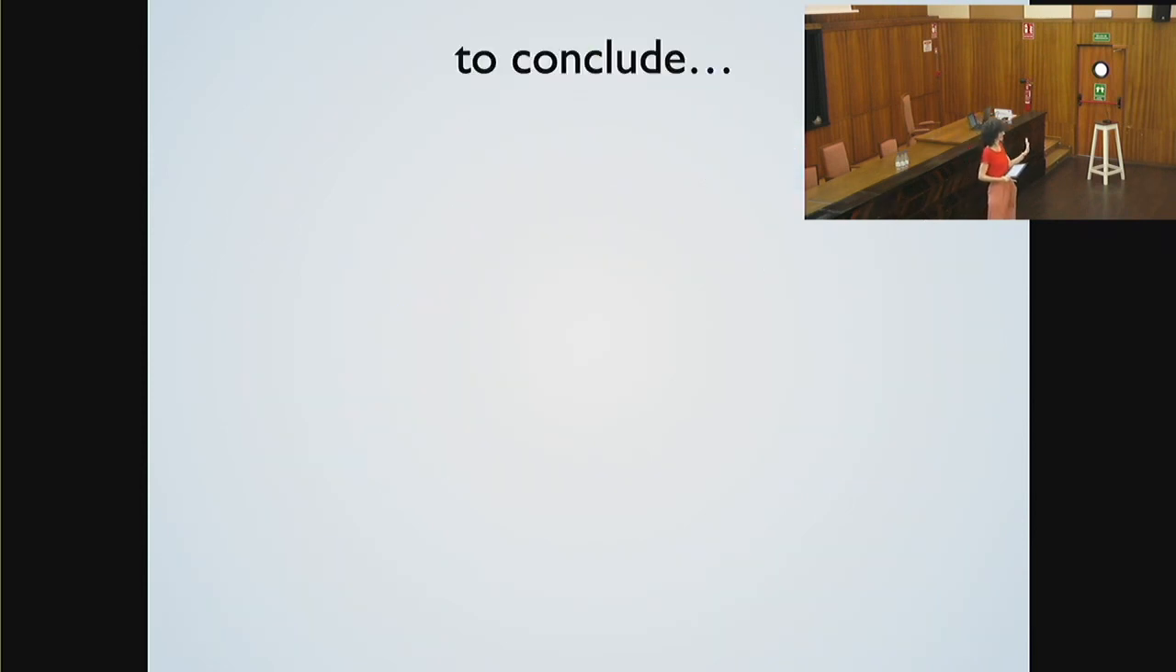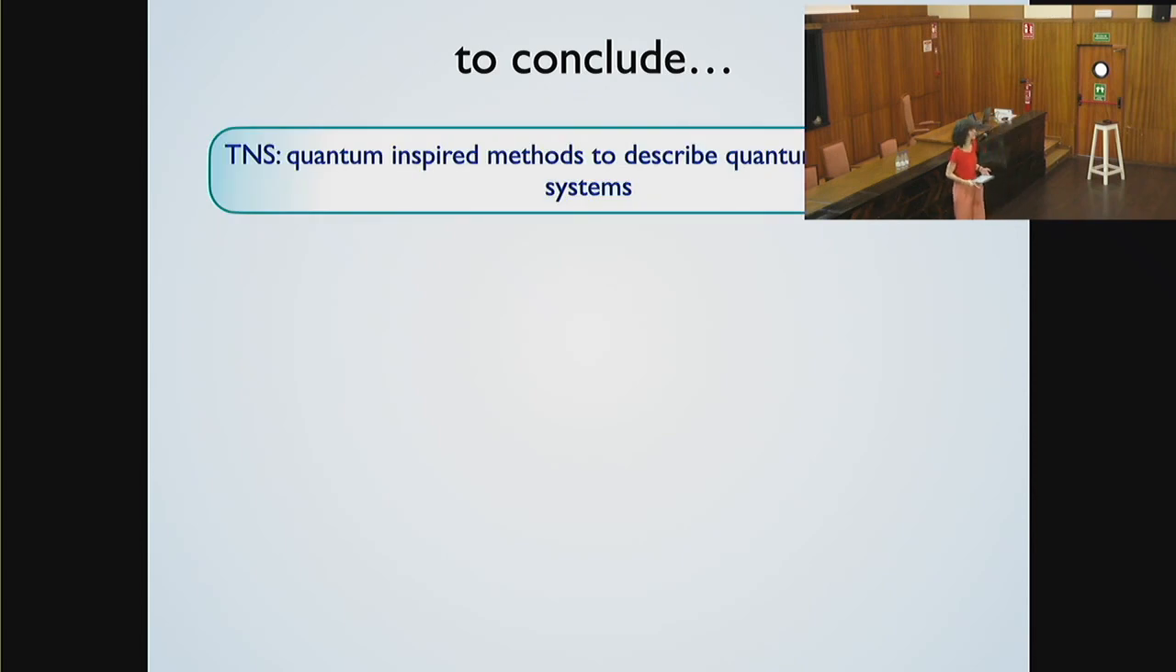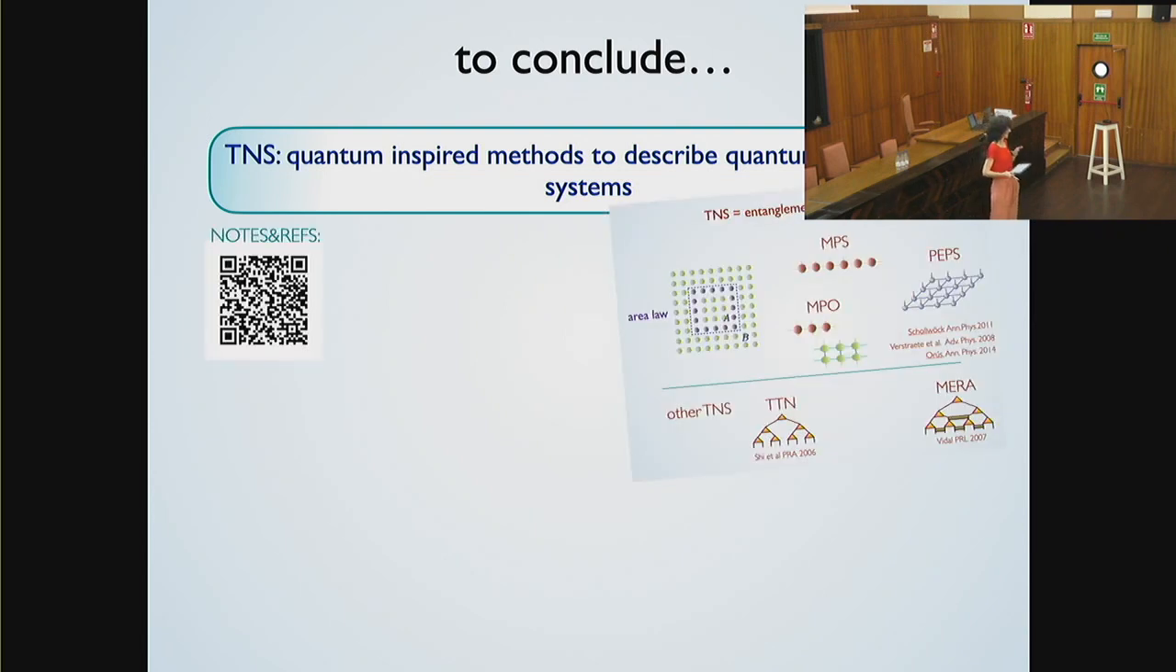So this was just the last slide. To finish, just two or three ideas that I wanted to transmit. Tensor networks are really this quantum-inspired tool for the classical simulations of quantum many-body systems, and they are based on entanglement. There are some notes, the bibliography, if you are interested. I forgot to show it at the beginning.